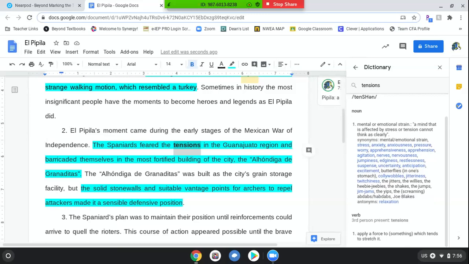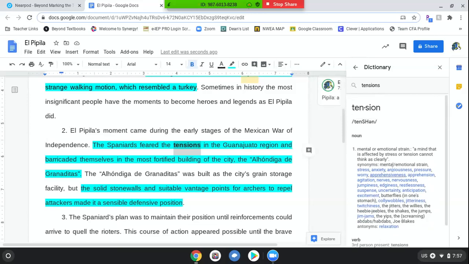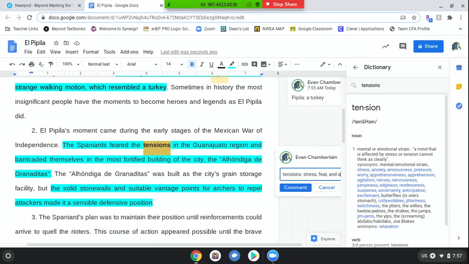Ooh, but there's also the verb, which is to apply force. Not quite. I think this is talking more about pressure, stress, and anxiety, right? It makes sense that the Spaniards had fear and anxiety in the Guanajuato region during a war. So that's the definition I'm going to pick. So here, tensions means stress, fear, and anxiety.